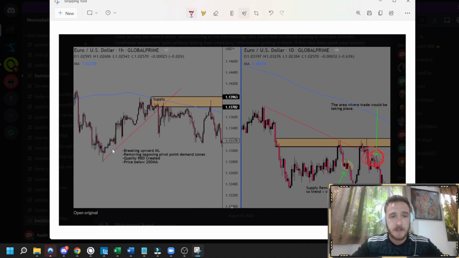So I'm only looking for selling opportunities, and we see here price making higher highs, higher lows, higher highs, higher lows. That's great, but price is still below the 200 moving average, so I can sell. And there we go. We got a very nice selling opportunity that broke upward momentum, removed opposing pivot point areas of demand, and it's a very good quality scoring zone. And then we simply sell the pullback, okay? If price was above the 200 moving average, I would not sell. I would only be looking for selling opportunities, okay? So that's the whole idea.